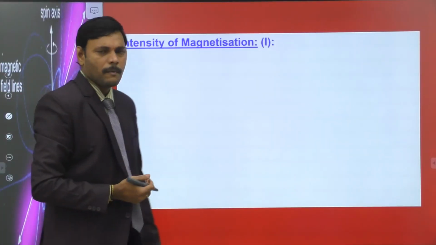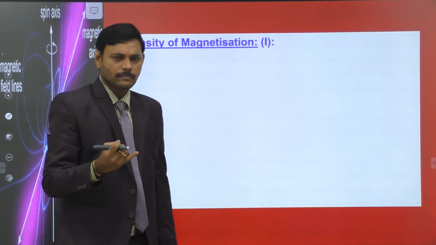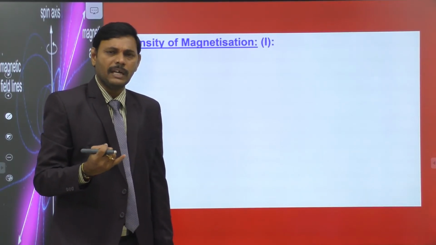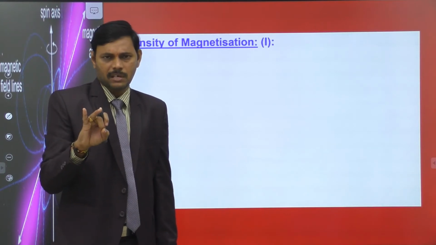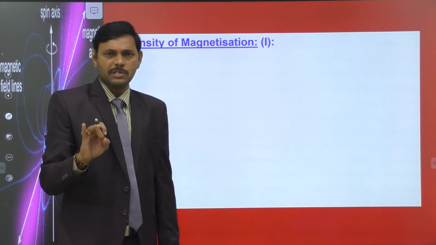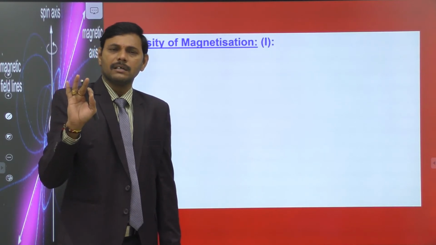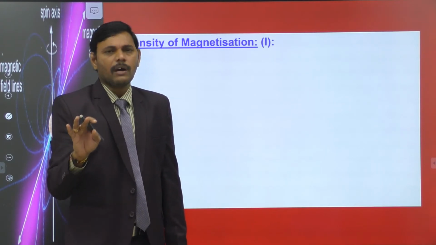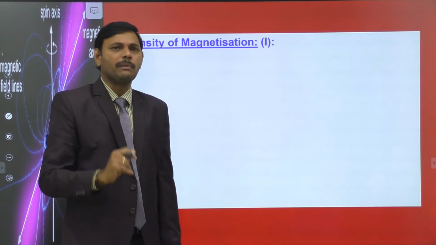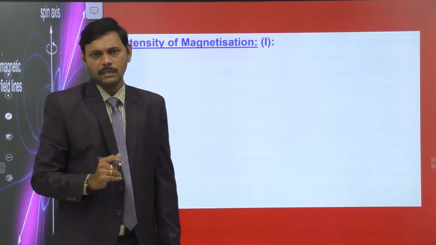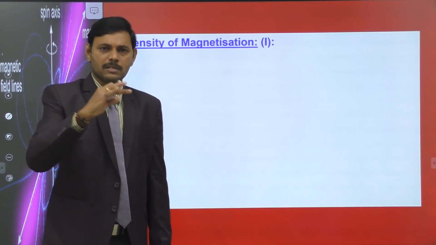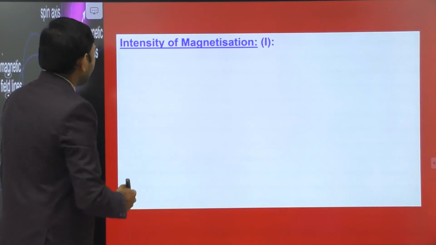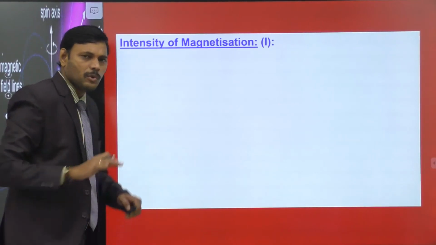So let us move on to another definition. So far we defined H, magnetizing field or magnetic intensity, or magnetic field induction or magnetic flux density, magnetic flux, followed by the permeability of a medium and relative permeability, and the units for each one. We discussed these parts so far. Next, we come to the next definition, intensity of magnetization. Don't get confused.